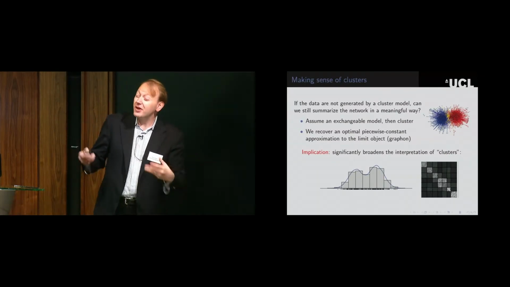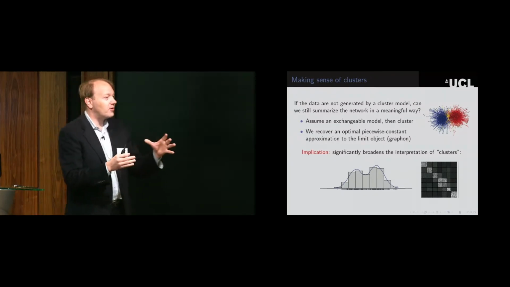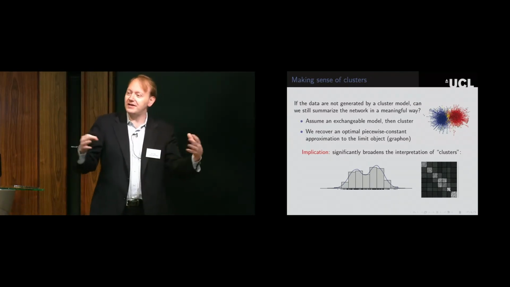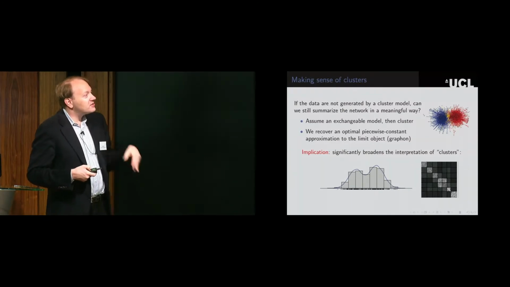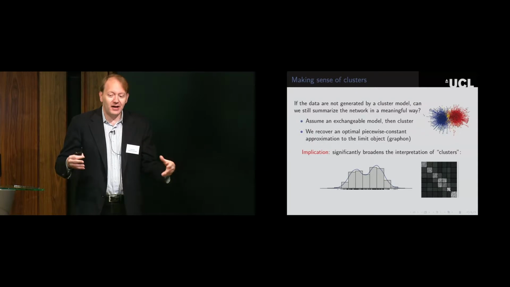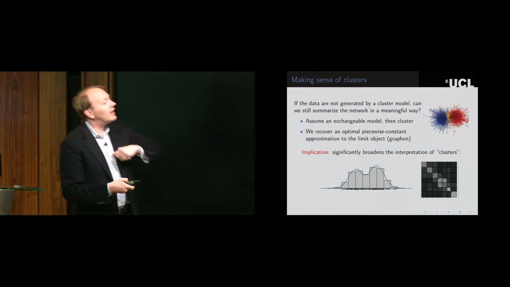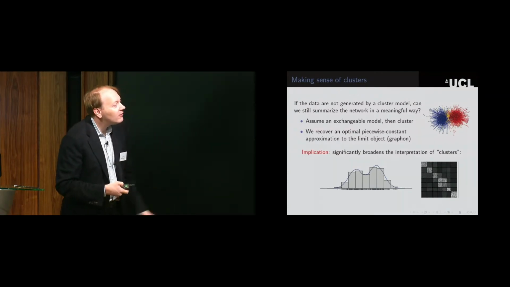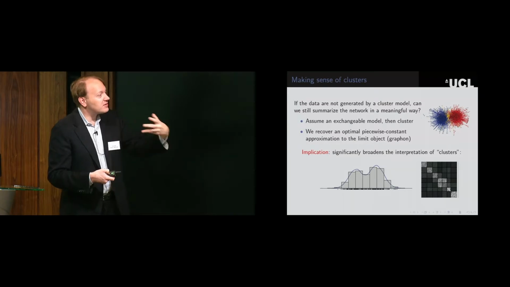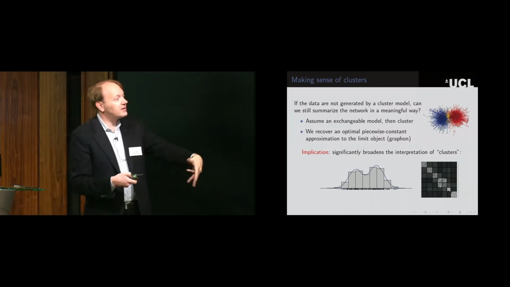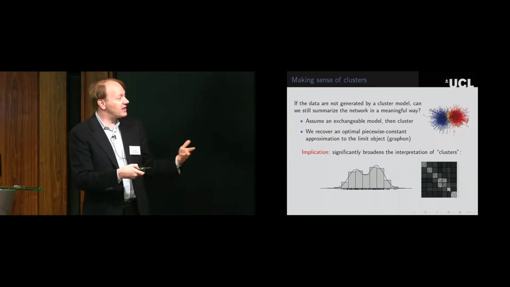Probably the best way to think about this is to forget about clusters and think more along the lines of bins in a histogram, right? If the data are generated by this more flexible, exchangeable model that I described, then how can we summarize such a network? Well, I can do exactly what I suggested, which is to think about the limit object and try to reconstruct an inferred limit object from the observations that we have.